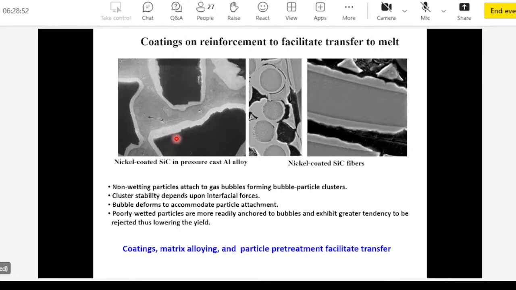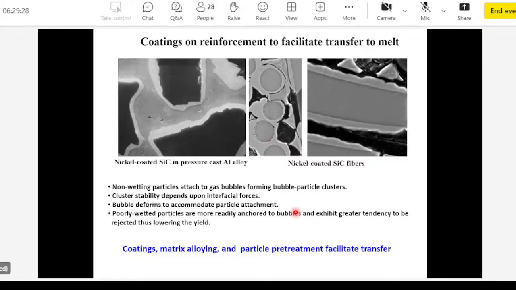And in between, you have the nickel, have aluminum alloy. So this is a pressure cast aluminum composite in which you have nickel coated silicon carbide. Because of the nickel coating, the bonding is very good between the two. If you did not have this coating, then bonding is not very good. Same thing you are seeing with fibers, silicon carbide fibers with nickel coatings. So quite often you apply coatings to improve dispersion of fibers in metallic matrices.